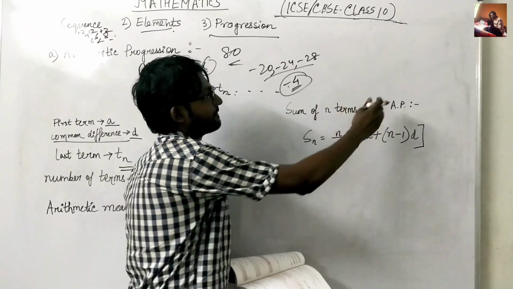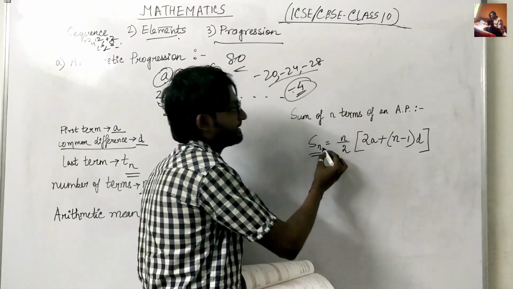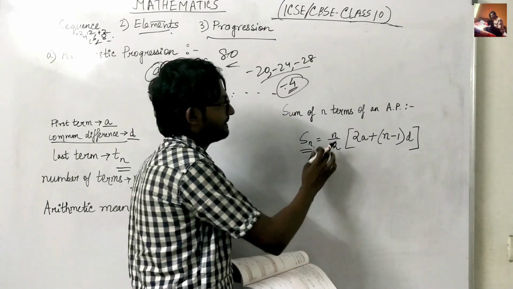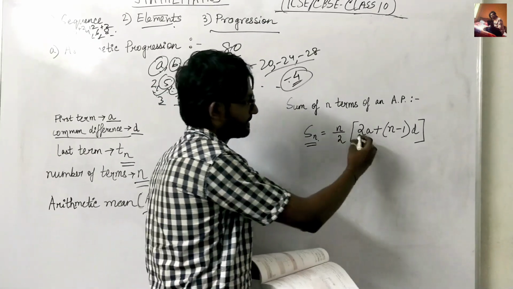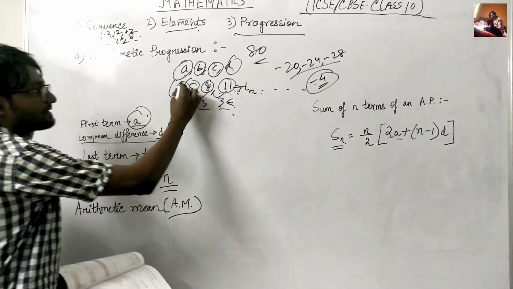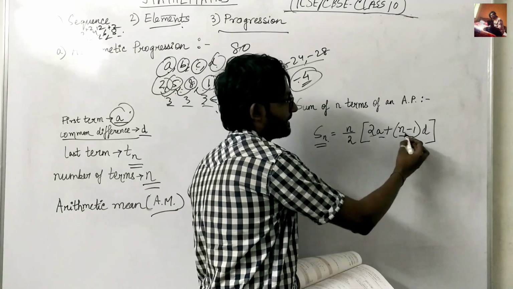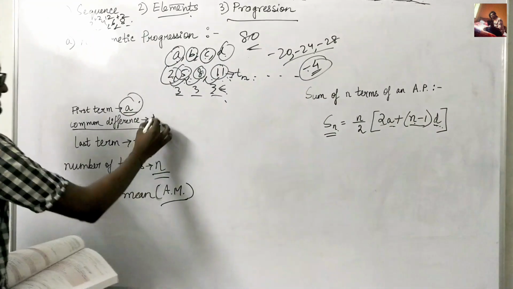The sum of n terms of an AP, for a sequence in AP, the formula is Sn, because the number of terms is n, equal to n by 2 into, in brackets, 2 into A, where A is the first term, plus n minus 1, where n is the number of terms, into D, where D is the common difference.